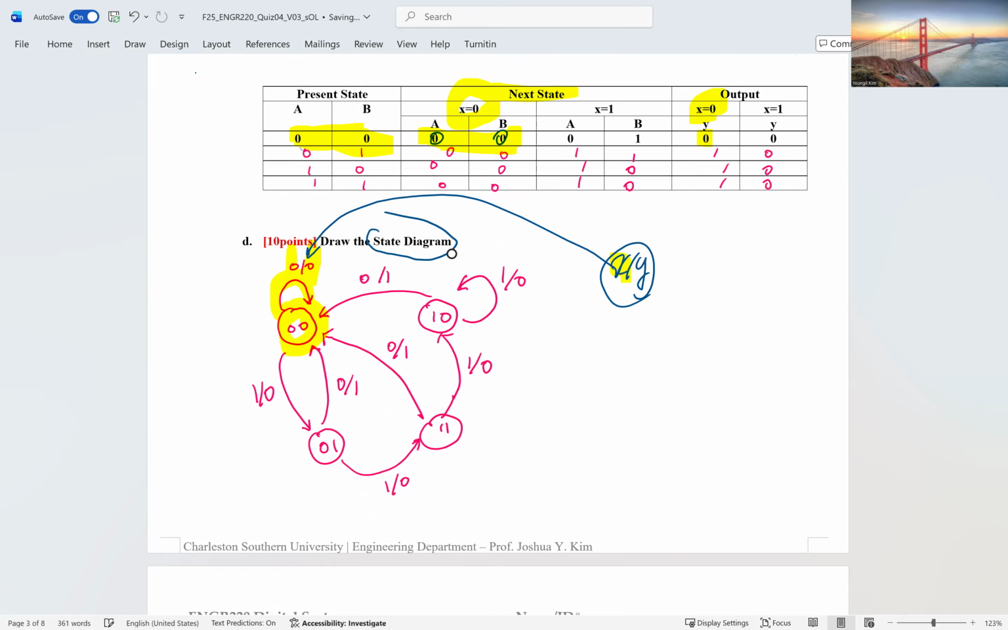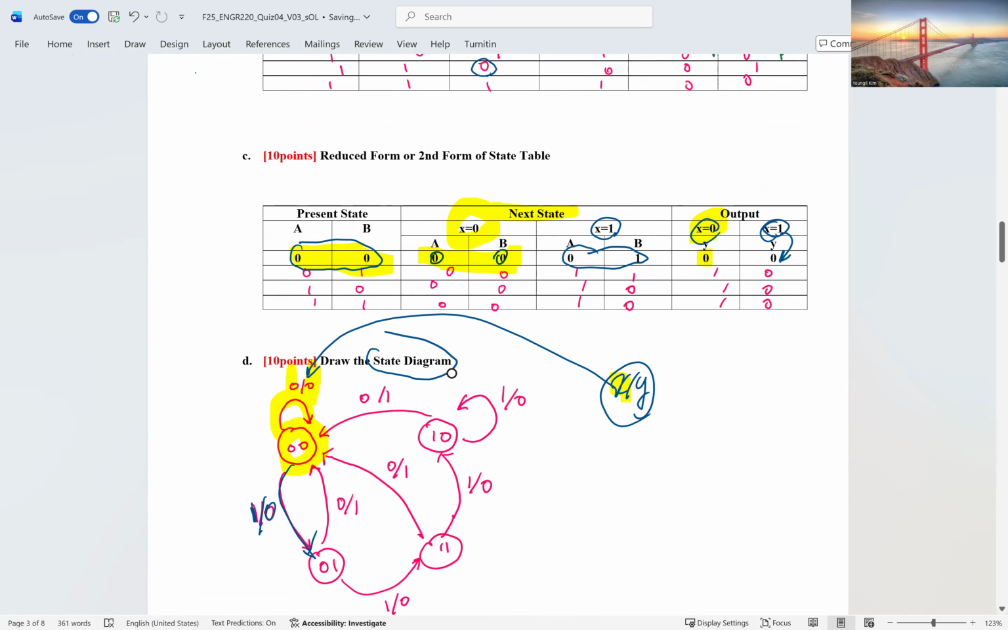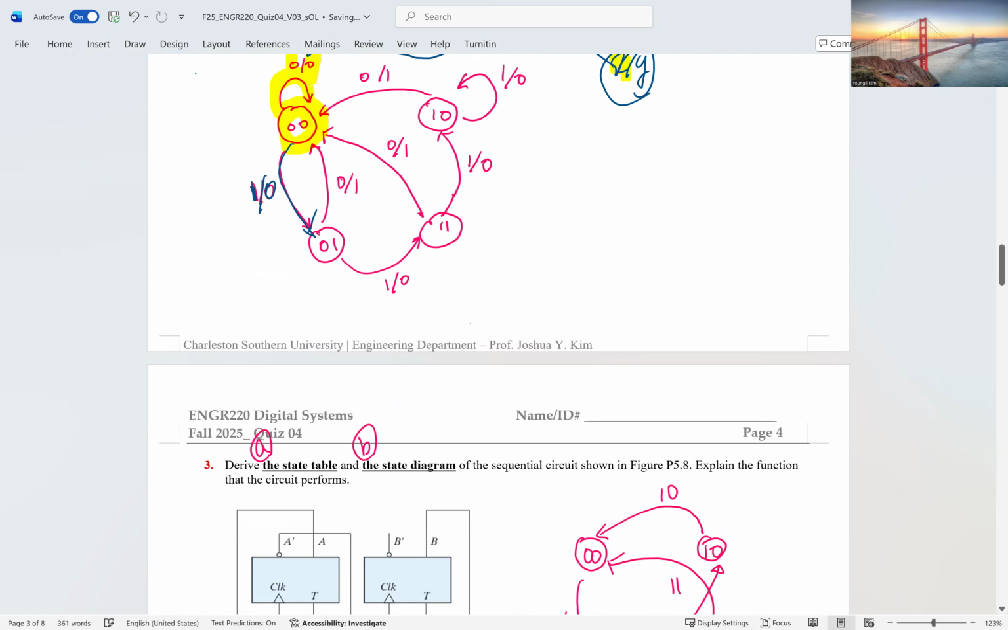Here we go. And for example, 0, 0 to 0, 1 when X is equal to 1. 0, 0 to 0, 1, right there. So X is equal to 1 and Y is what? Right there, 0. Something like this. Okay. So you can practice finding the state diagram from the reduced form, between the two states. It depends on the X and Y values. All right. Any questions?